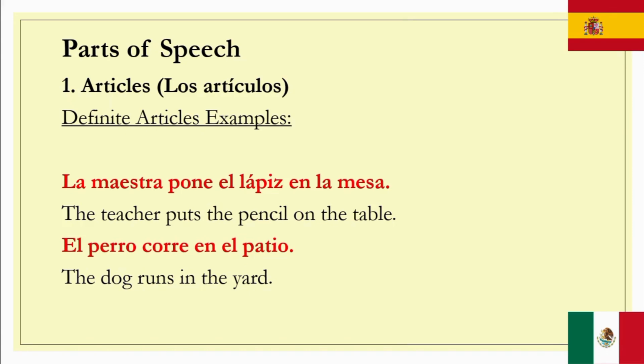Another example here: the dog runs in the yard. El perro corre en el patio. We can also see here that the dog is a specific masculine noun because we use el and not any other kind of article.